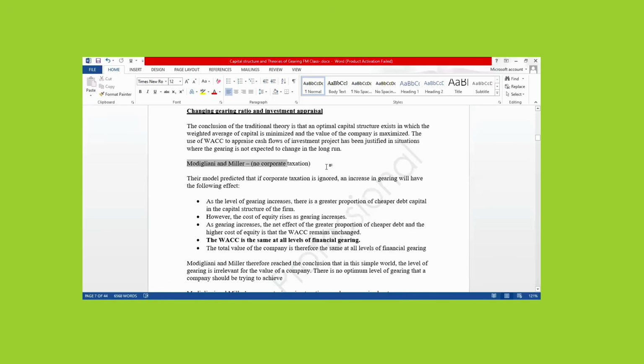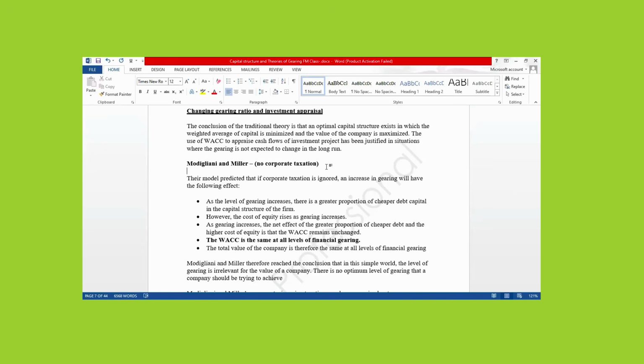Let me take that again. Modigliani and Miller developed a capital structure model to challenge the position of the traditional theory. They argue that the choice of capital structure decision will not affect value of the company.